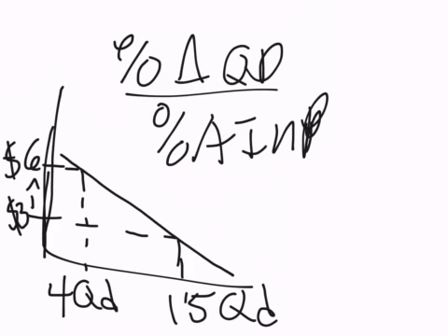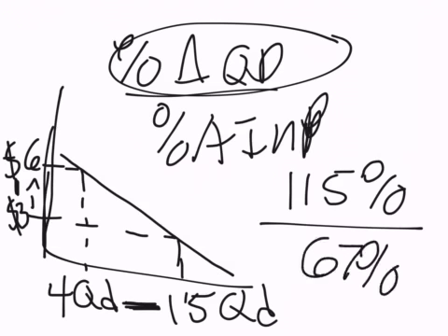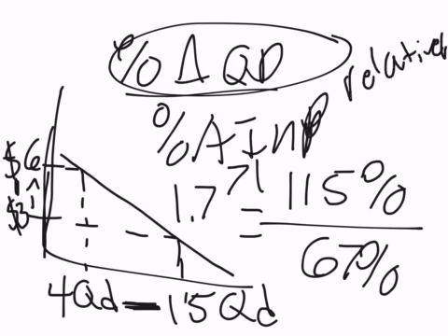So now you do the change in the quantity demanded and the change in the price. I've previously done the calculation, so 115%, which is the change in quantity demanded, over 67-ish%, this is rounded, that comes out to equal 1.7, which is obviously greater than 1, therefore this is relatively elastic. This is elasticity.